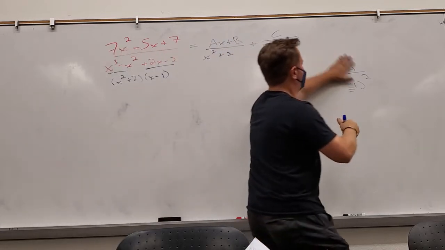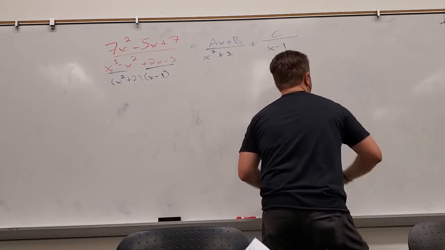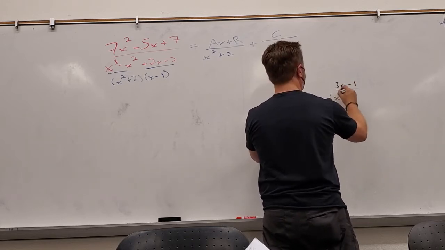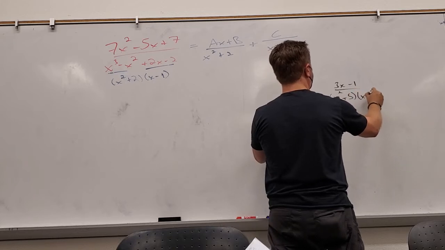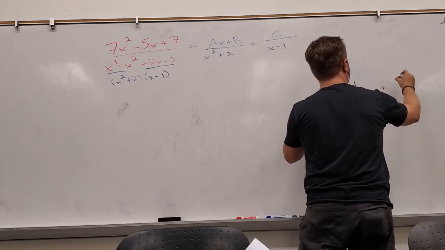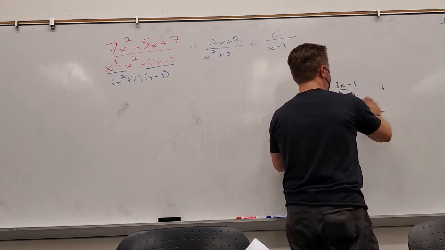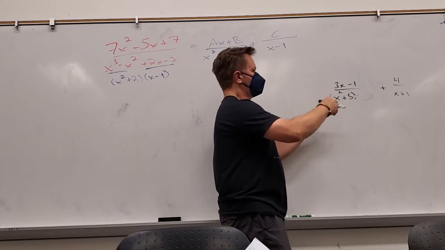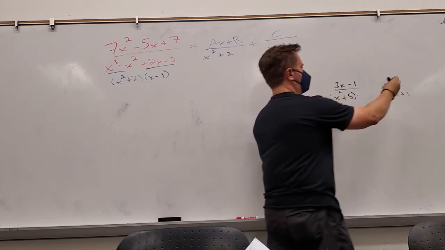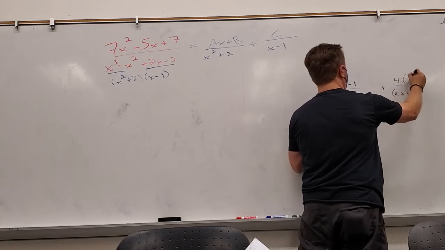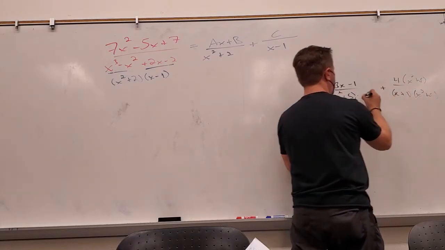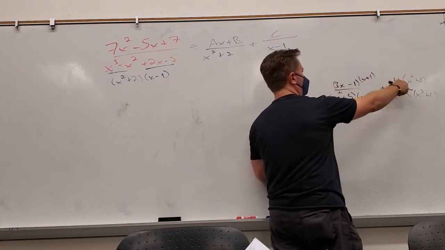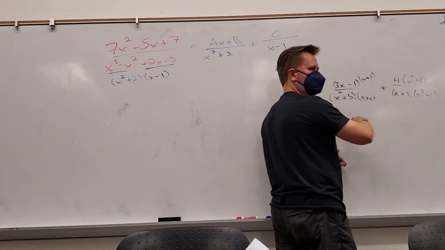Real quick, a little concrete example. If I had 3x minus 1 over x squared plus 5, plus 4 over x plus 1, how would you combine these? You would give this guy x squared plus 5, and then you give this guy x plus 1. Without doing all the work, you see how you get some x squares and some blah, blah, blah, and you get a cube on the bottom.